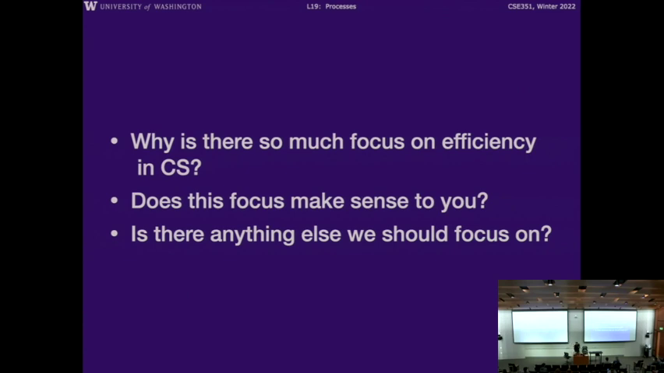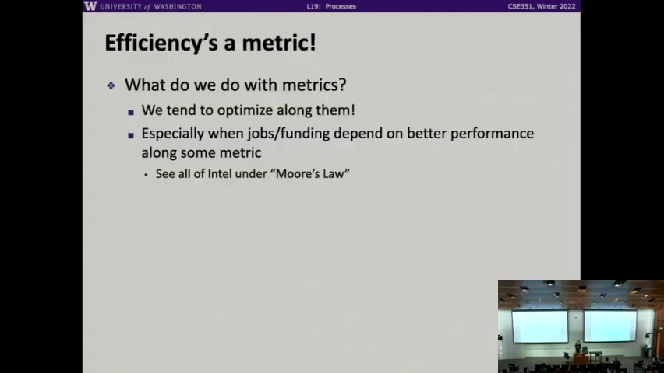And we'll talk about caches. So y'all talked about this already, so we're already here, great, right? Efficiency is a metric, right? And what do we do with metrics? We try to optimize along them, right? We pick a metric. We want to improve ourselves, our programs, our performance along that metric, right? Especially when your job or your funding depends on better performance, right?